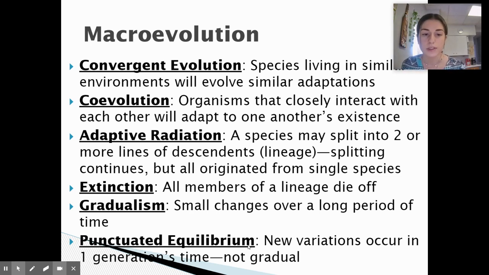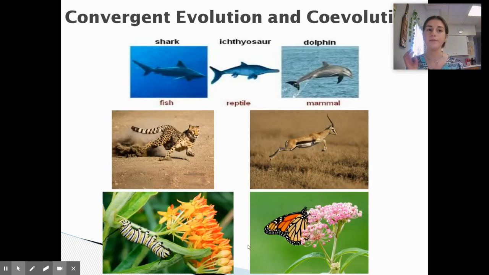And then we have gradualism, which is small changes over a long period of time, so small changes in traits and genes, but over a long period of time. And then we have punctuated equilibrium, which is new variations occur in one generation's time, and it's not gradual, so it happens very, very fast. So I know that was a lot of terms, but I have a lot of pictures to show you guys to help you understand that.